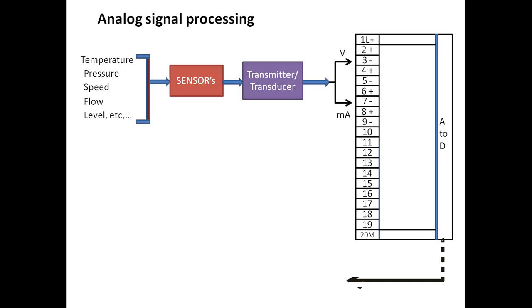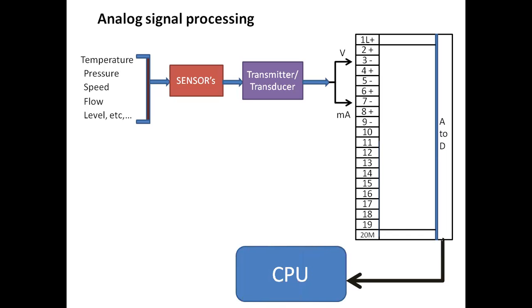Then this data goes to your CPU. We monitor it, and if required, we can also use that data to turn some digital outputs on or off by comparing these measured values.